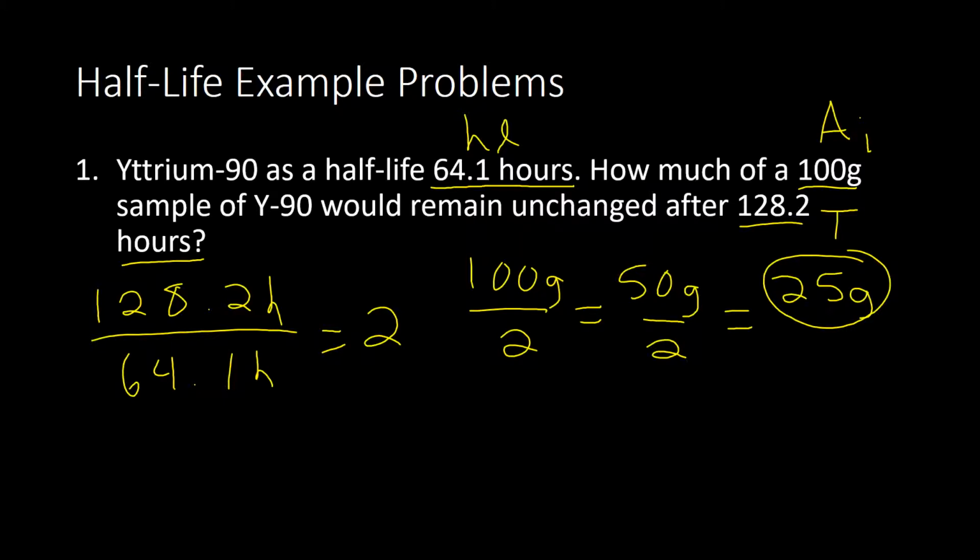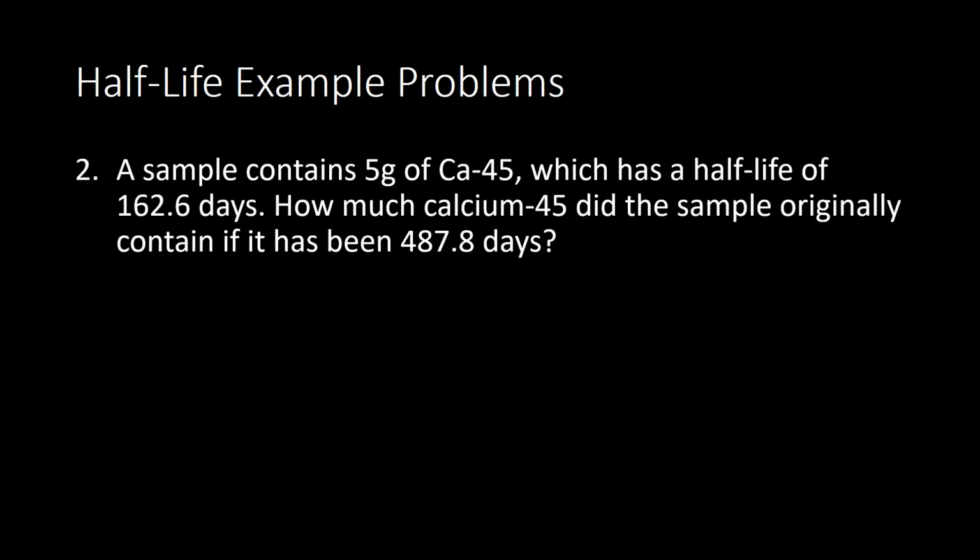Let's take a look at another example. A sample contains 5 grams of calcium-45, which has a half-life of 162.6 days. How much did the sample originally contain if 487.8 days have passed? So again, we're going to start out by trying to identify some pieces here. So our 5 grams, that is our final amount. Our 162.6 days, that's our half-life. And our 487.8 days, that's our total time.